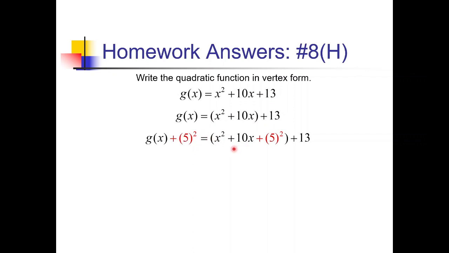So simplifying things, we've got g of x plus 25 on the left. On the right, this can be factored into x plus 5 quantity squared, and that 13 is still there. And then finally, just subtract 25 from both sides. That gives us x plus 5 squared minus 12.